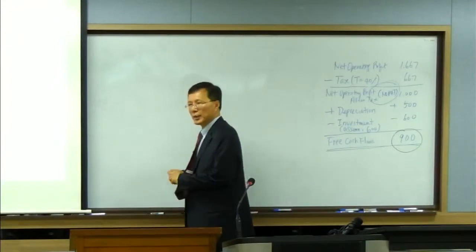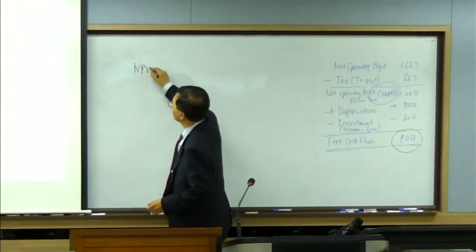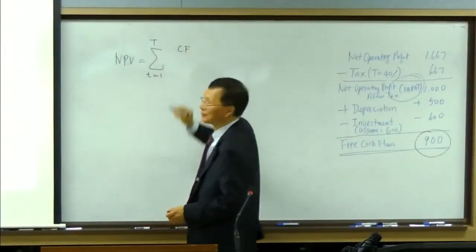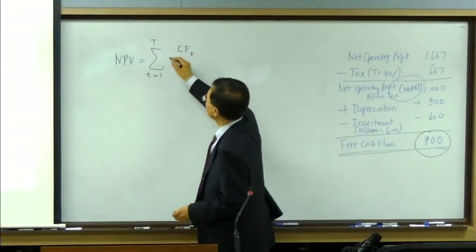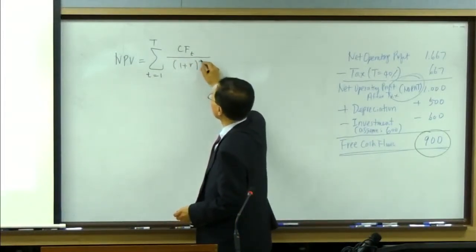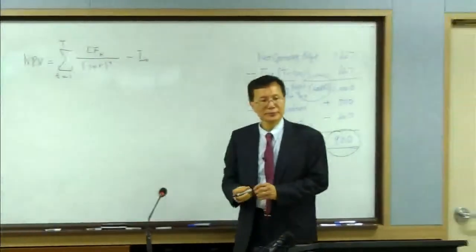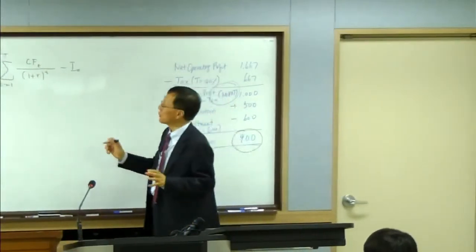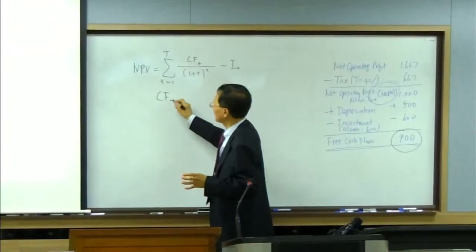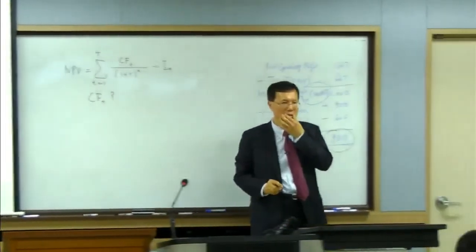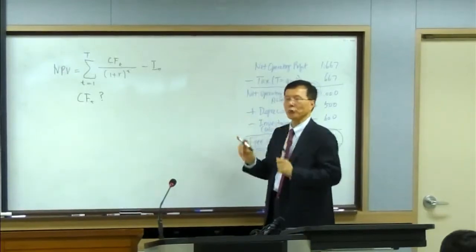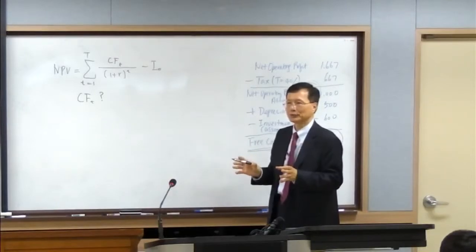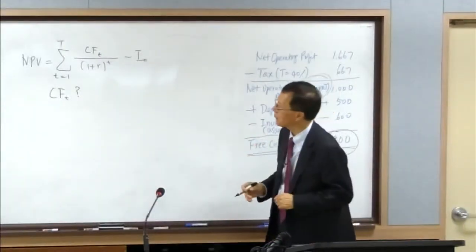Here is the present value formula. NPV is equal to the sum, t starting from 1 through T, of cash flows at time t divided by 1 plus r to the tth power, minus I sub 0. Today and Wednesday, what we are concerned about is this cash flow thing. How do we define the cash flow? What kind of things are to be included in the cash flow? That's our discussion.